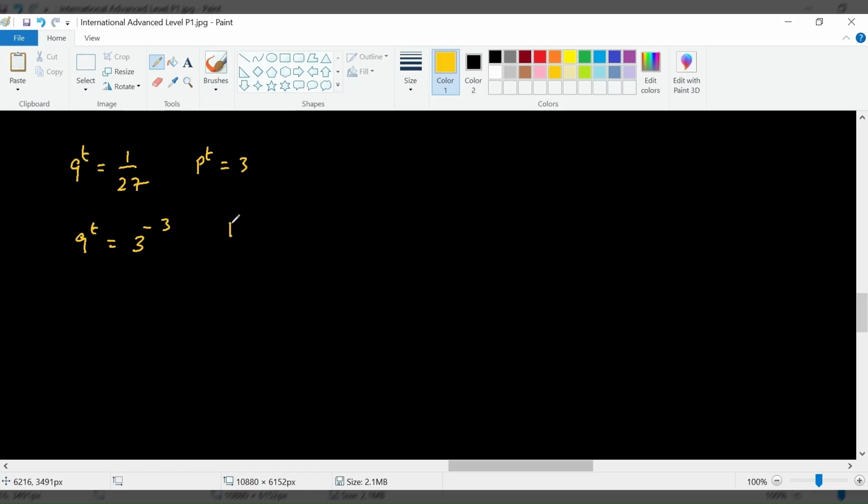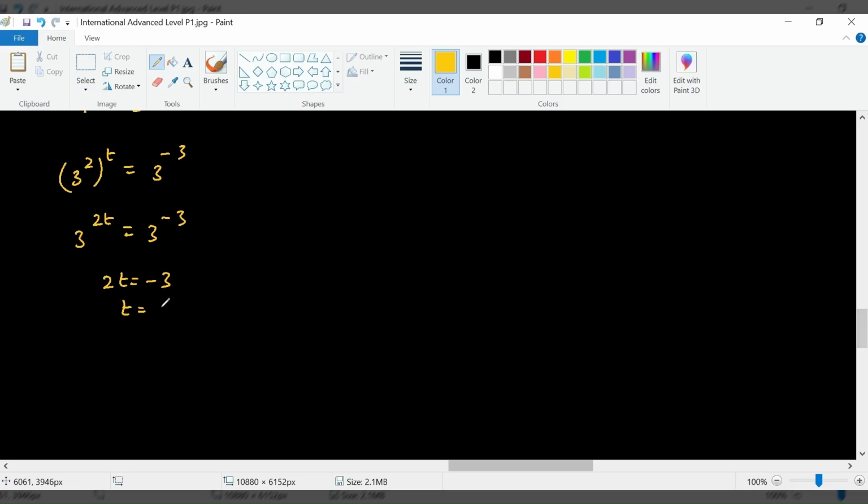And this is going to be 9 to the power t is equal to 3 to the power 1. Now in here, I can write 9 as 3 squared, so (3²)^t is equal to 3 to the power minus 3. Now I can write this as 3 to the power 2t is equal to 3 to the power minus 3. That means when bases are the same, powers are also the same. So 2t is equal to negative 3, and t is equal to negative 3 over 2. This is the first value.